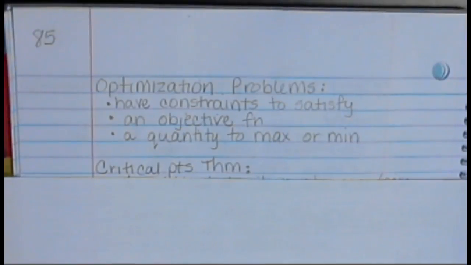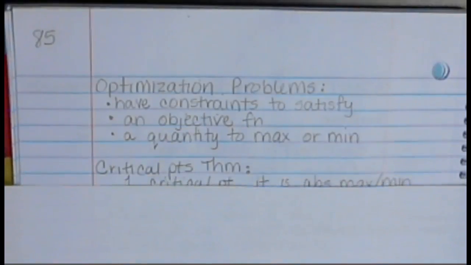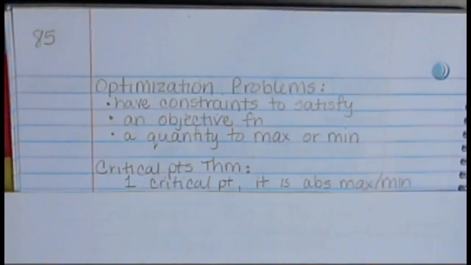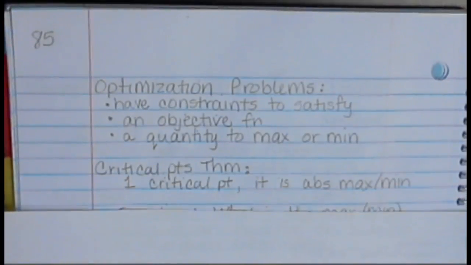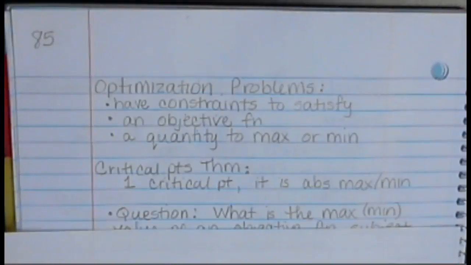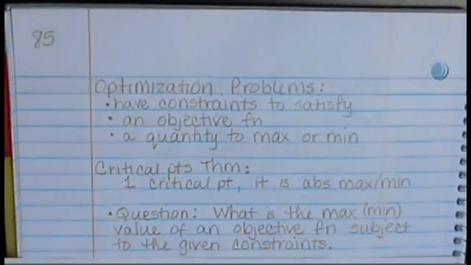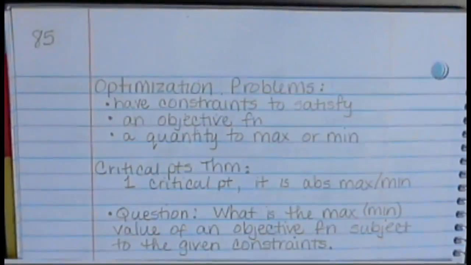One thing that's going to help us in doing these types of problems is the critical points theorem. What it says is that if you only have one critical point, then it is the absolute maximum or minimum that you're looking for. One last thing about optimization problems is that they'll always ask the question, what is the maximum or minimum value of an objective function subject to the given constraints? So we're going to see this as we go through these problems.